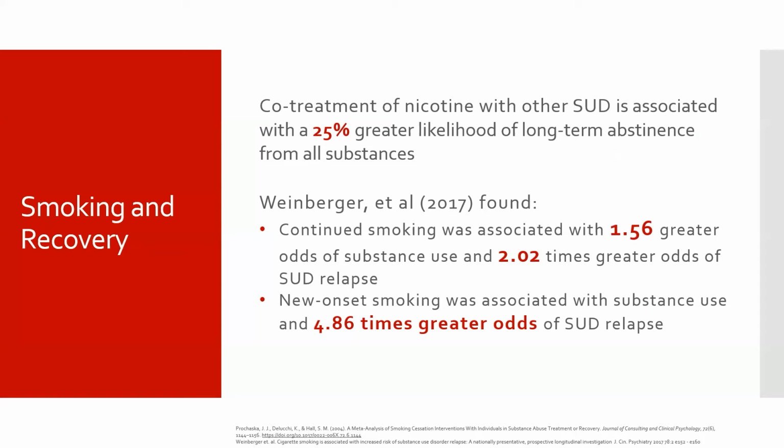Further detailing that information is one study completed by Weinberger et al. in 2017, who looked at the association between tobacco use and substance use or substance use disorder relapse. And this study did find that over a 3-year time period, continued smoking was associated with a 1.56 times greater odds of any substance use and a 2 times greater odds of substance use disorder relapse relative to people who quit smoking at the beginning of that time period.